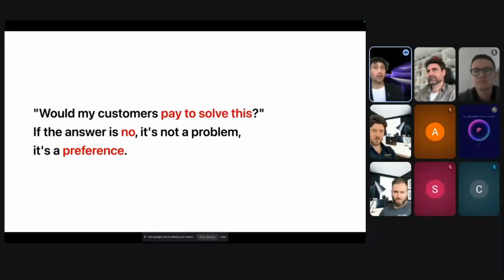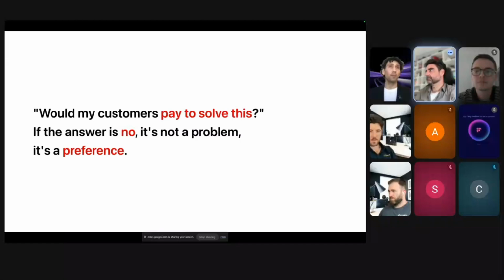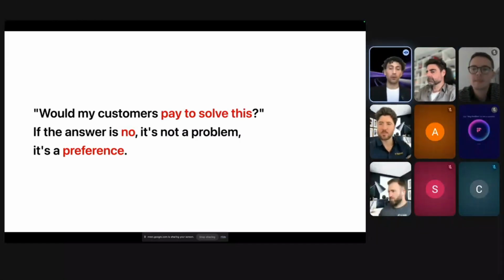And the next part is we should ask ourselves, would the customer actually pay for this? Because if they will not pay for it, it's just a preference. And we cannot build a business on preferences.